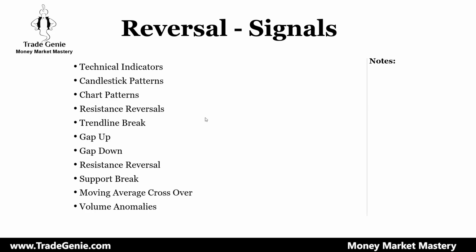The other one for reversal could be resistance reversal. So if you have identified the resistance, and the market breaks above the resistance and then sharply reverses down, that's your signal. The market broke the resistance, and now it's reversing sharply to the downside. It's like crossing the river and then coming back.